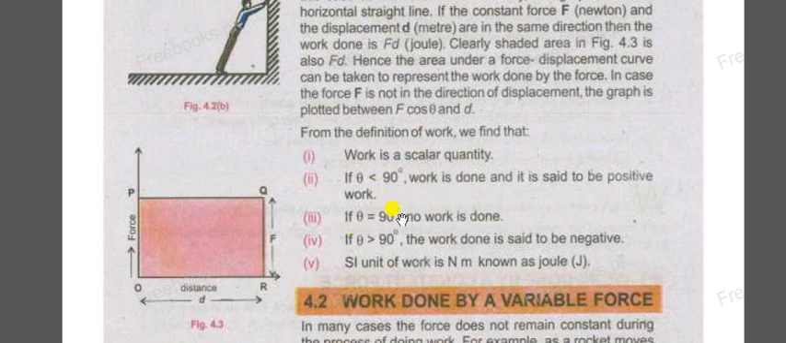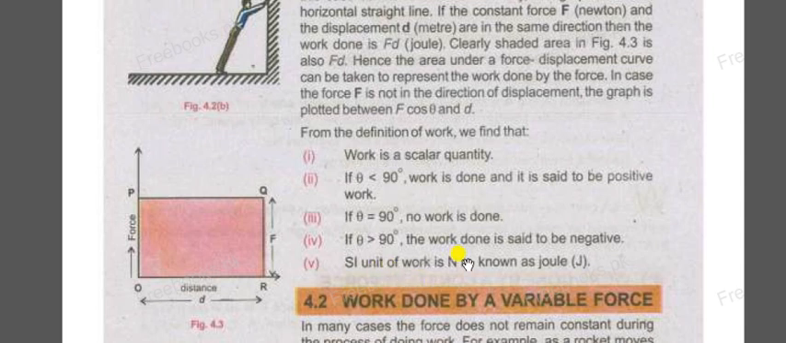No work is done when theta is 90, because cos 90 is 0. So no work will be done at theta 90 if force and displacement are perpendicular. In this case no work will be done. Work will be negative when theta is greater than 90, because in this condition cos theta has a negative value.